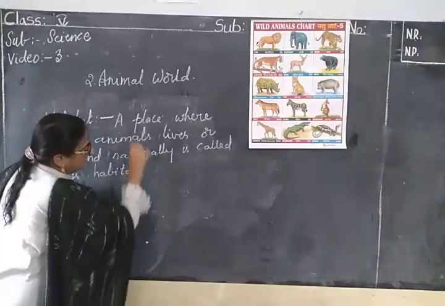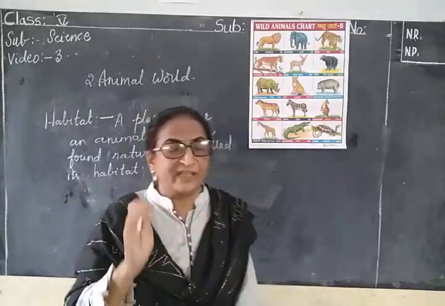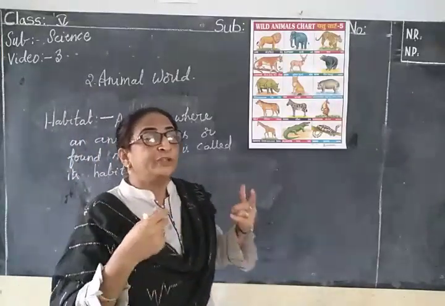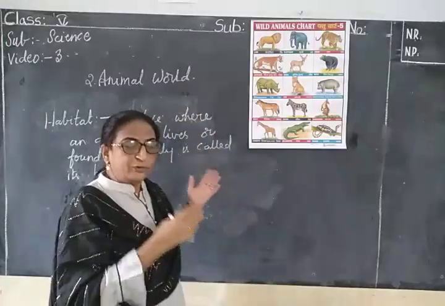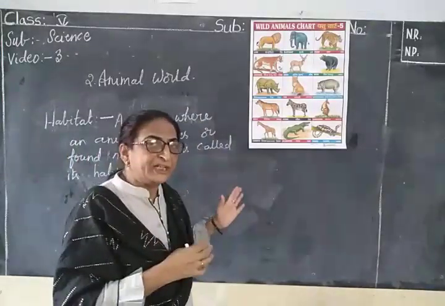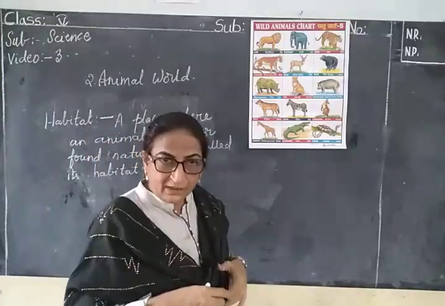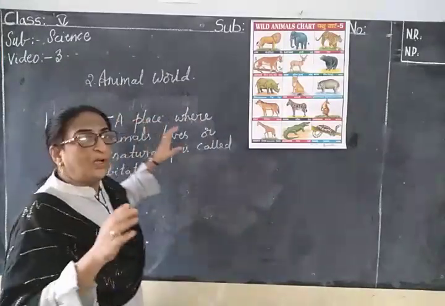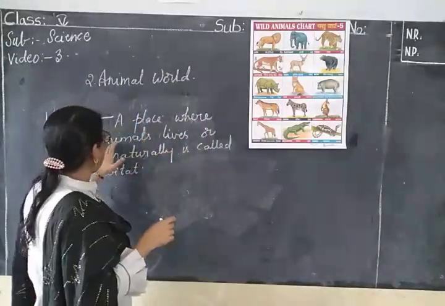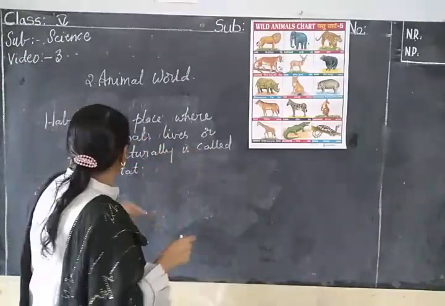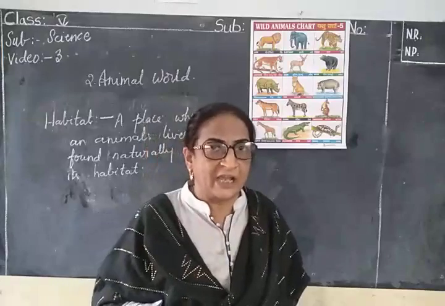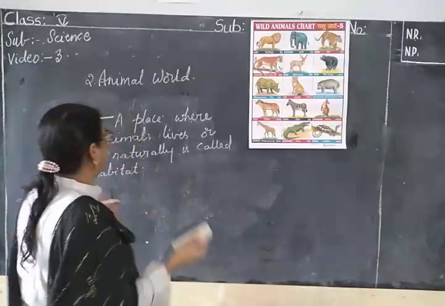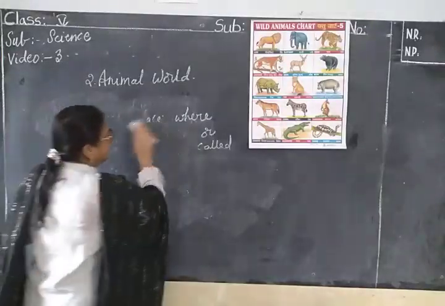So now, animals are diverse in nature, so they have different characteristics. Their habitats are different. Their feeding habits are different. Their movements are different. So in this lesson, first of all, we will learn about the habitats of the animal. A place where an animal lives or is found naturally is called its habitat. There are different types of habitats. We must learn about the different types of habitats.